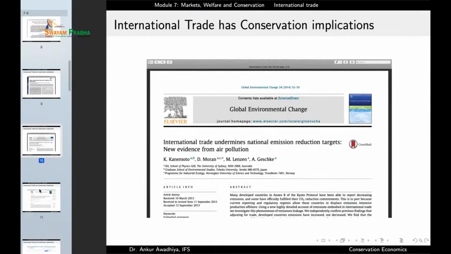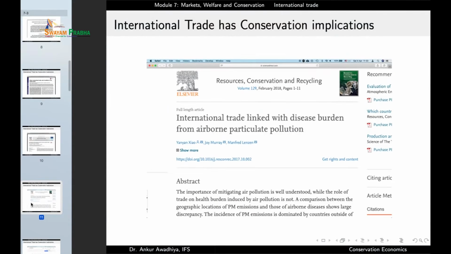But now things are moving across continents, and that is also leading to an increase in the net amount of greenhouse gas emissions across the world. So, this is another major environmental implication of international trade.